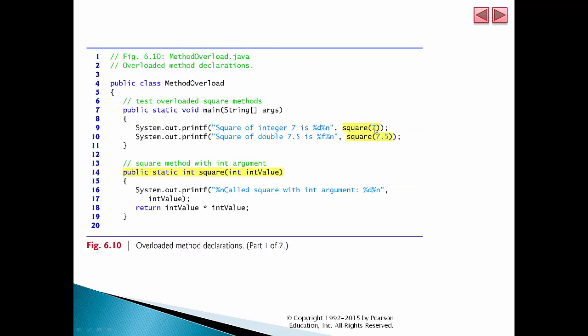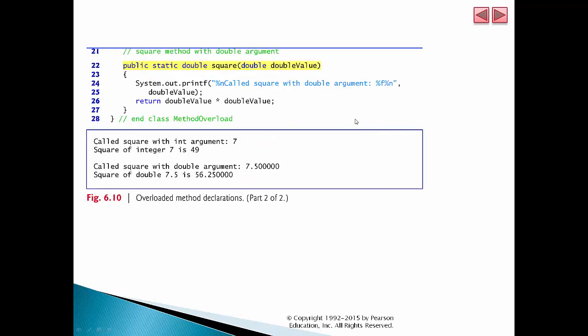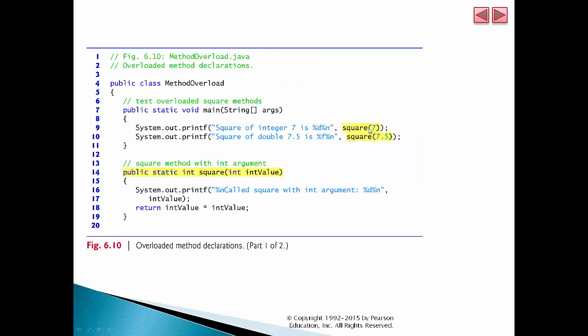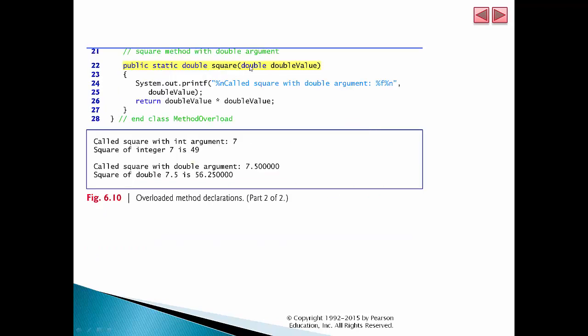Then the 7 is going to be promoted to a double, right? So you know that 7 can be promoted to a double, can be cast to double, because you're not losing information here. So this method will be used, of course, but 7 will be promoted implicitly to double, and the value will be returned here. So that's what you need to bear in mind.